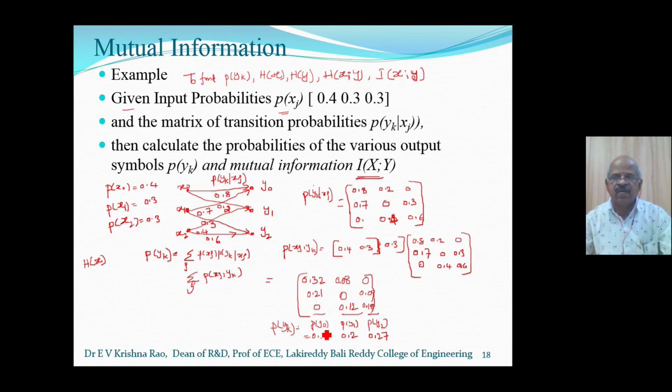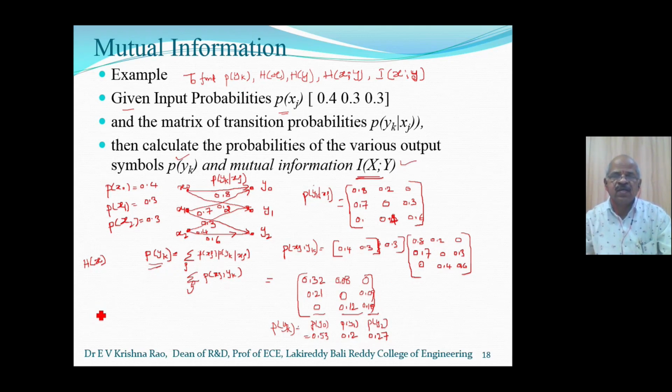So P of y0 is 0.53, P of y1 is 0.2, P of y2 is 0.27. You can check this, the sum of all probabilities will be 1. See, 0.53 plus 0.2 plus 0.27, that is 1. So we got the probability P of yk, and now the mutual information you want.